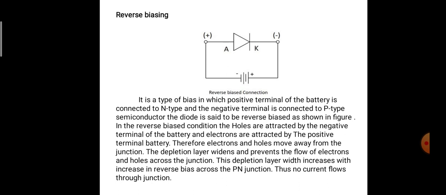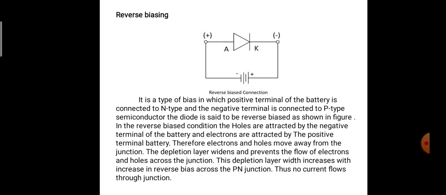Now we are discussing reverse biasing. Figure shows the reverse biased connection. It is a type of bias in which the positive terminal of the battery is connected to n-type and the negative terminal is connected to p-type semiconductor. The diode is said to be reverse biased as shown in figure.